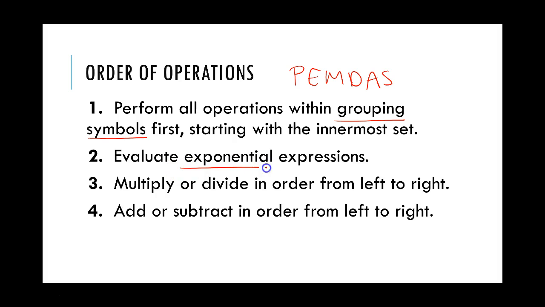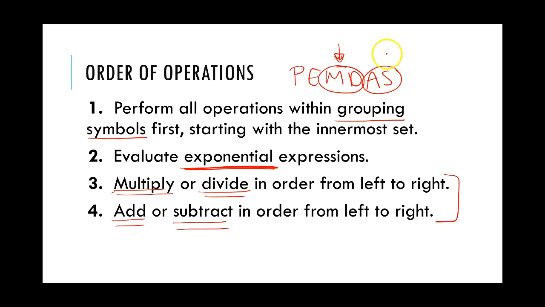The E represents the exponent. The M and the D represent multiplication and division, and then the A and the S represent addition and subtraction. So for these last two, keep in mind what it says: we're doing multiplication or division in order from left to right. In other words, multiplication and division are like a team, as are addition and subtraction.